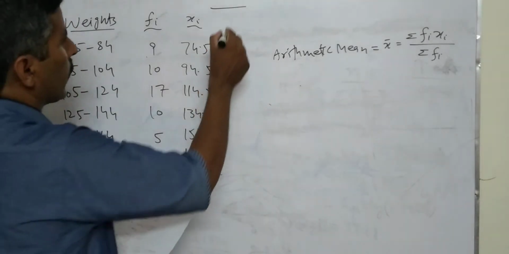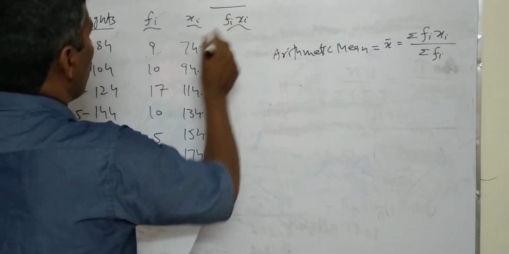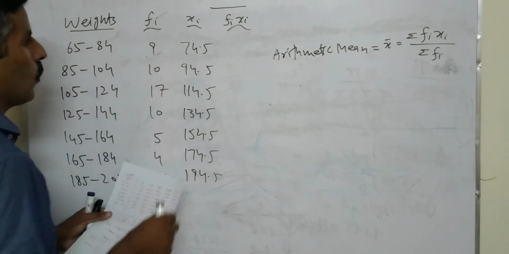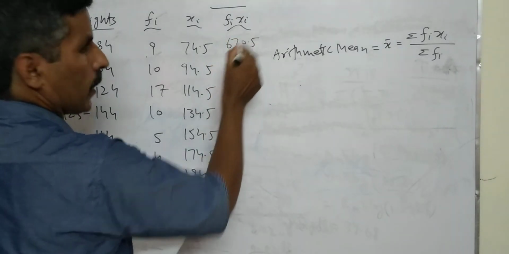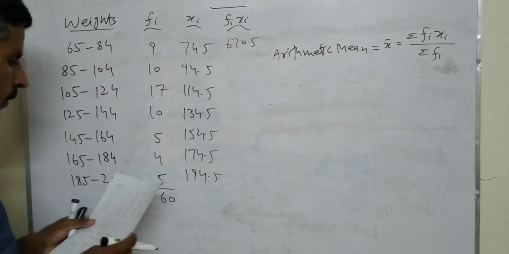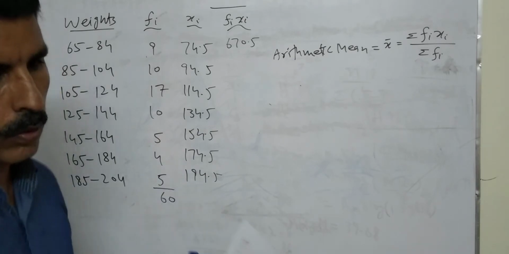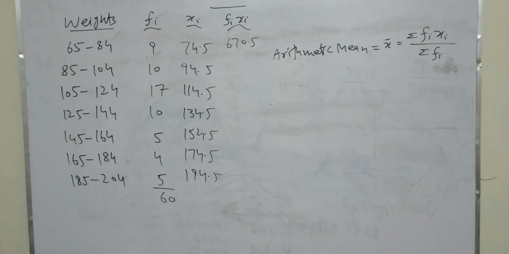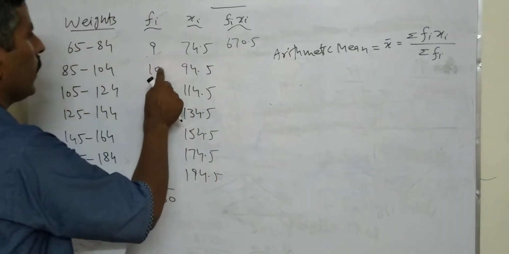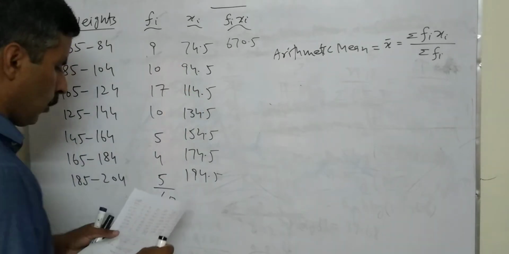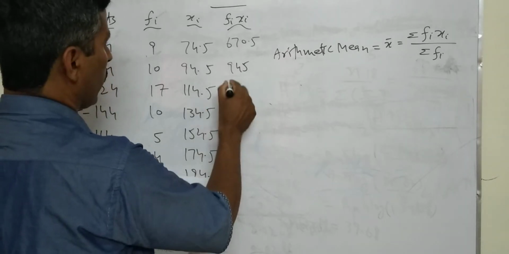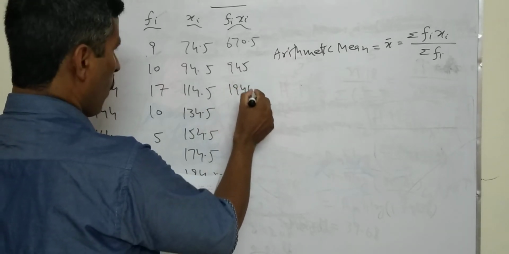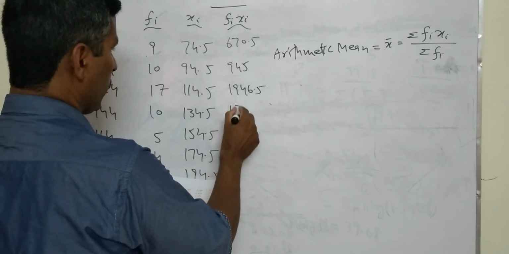Now we will make a column of fi xi. This 9 will be multiplied by 74.5. You will get the first value of fi xi, which is equal to 670.5. This is your first fi xi, and for the second you will multiply 10 with 94.5. So this is 945, and the next value is 1946.5, and the next value is 1345.